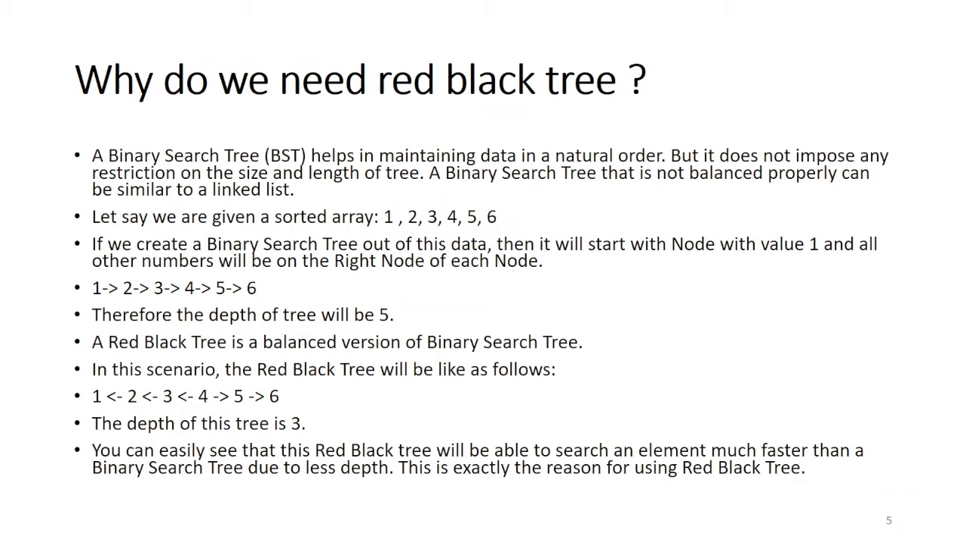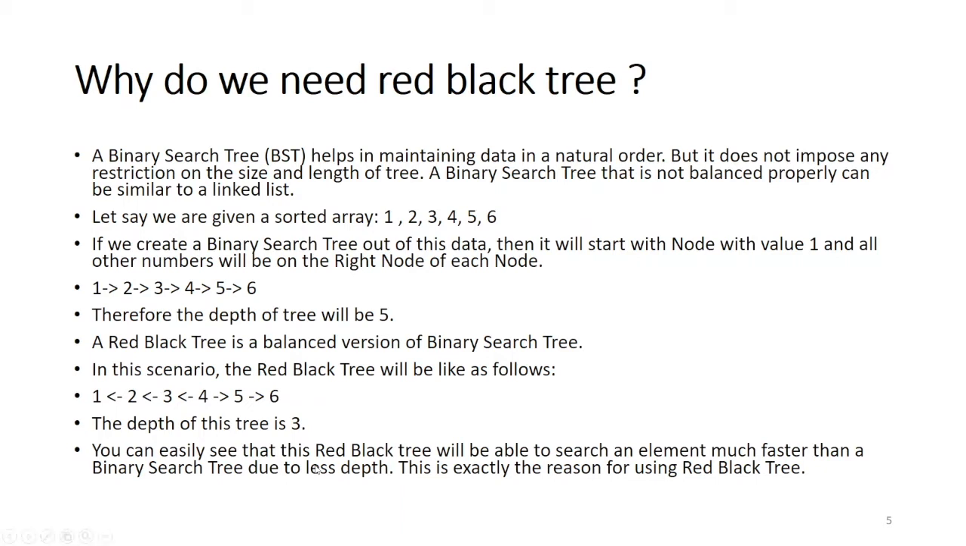In a binary search tree, we know that it maintains data in natural order, but it does not impose any restriction on the size and length of a tree. A binary tree that is not balanced properly can be similar to a linked list. Here we can see 1, 2, 3, 4, 5, 6. If we create a binary search tree out of this data, then the start node will be value 1, and the arrangement will look like this: 1, 2, 3, 4, 5, 6. Therefore, the depth of the tree will be 5. So if you search for a value of 5, you have to go to a depth of 5.